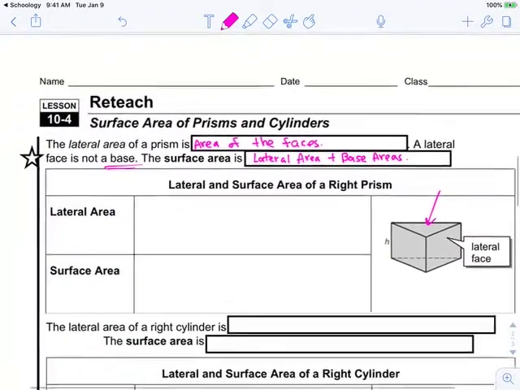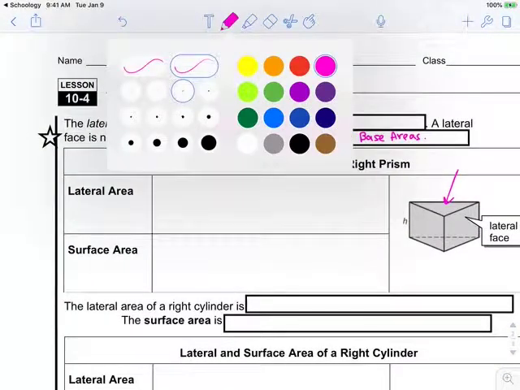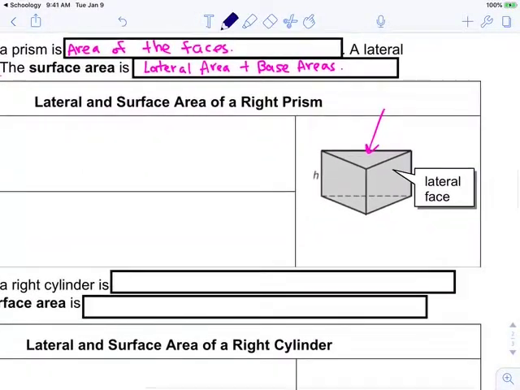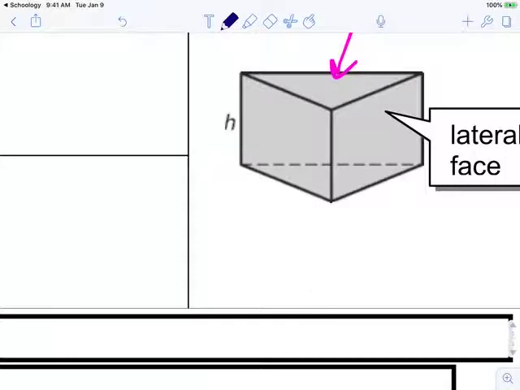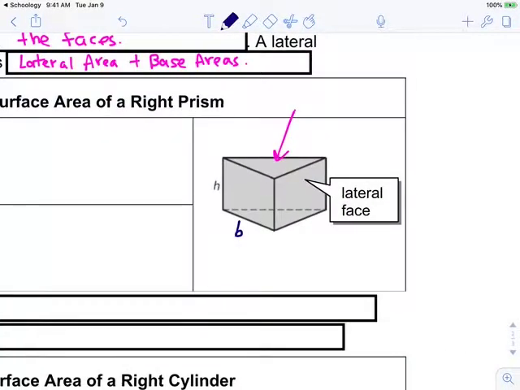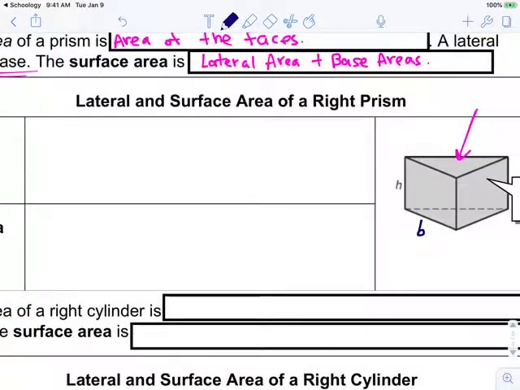Yep. Okay. So for this one, let's see. How many faces do we have? 1, 2, 3. Let's just say the base here was, let's just call it B. Let's find out how to find the lateral surface area. I'm just going to call it L to save space. Lateral equals, well, let's see.